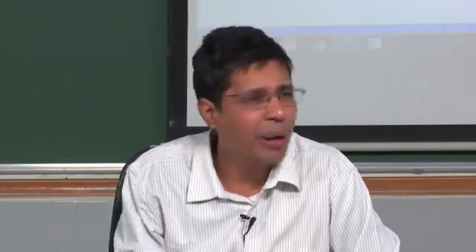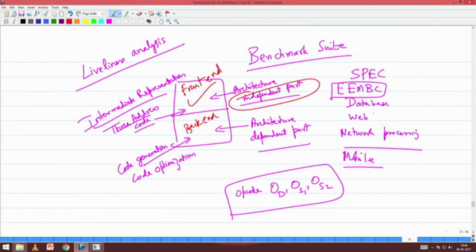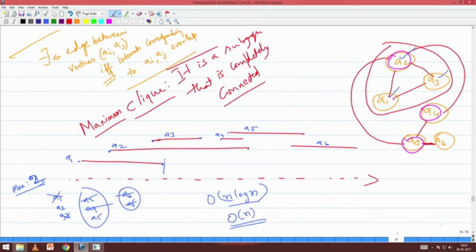So now, given this interval diagram, I can construct an interval graph as we did in the previous part, and from that I can find the maximum clique. That maximum clique will tell me, for this benchmark program, the maximum number of variables that will be alive at any point of time. So if I have that many registers, I can execute that program without any register spilling, correct?